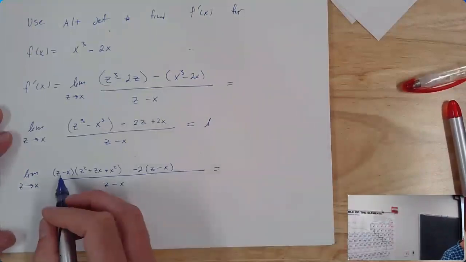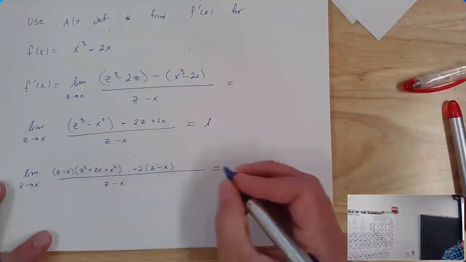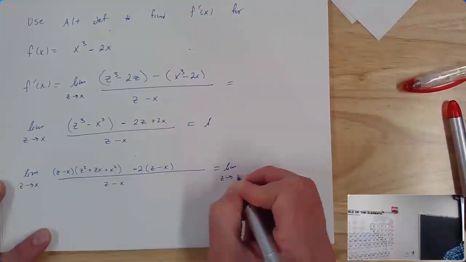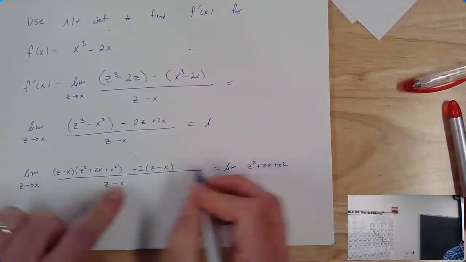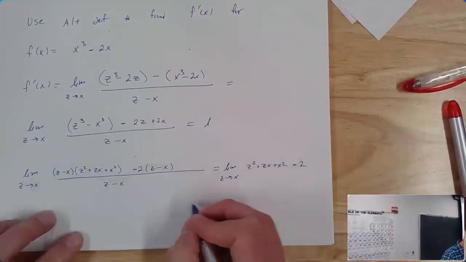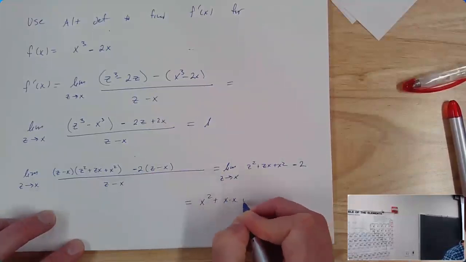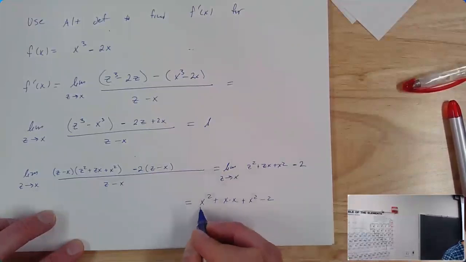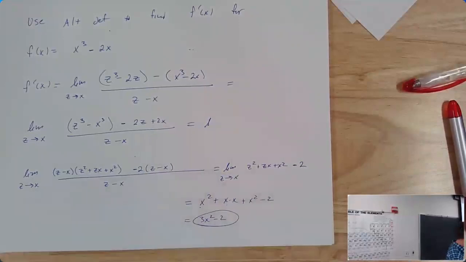So then we can factor out the z minus x, or divide each thing by z minus x. This divided by that is going to give you z squared plus zx plus x squared. And that divided by z minus x is going to give you a minus 2. And then plugging in z for x, we get x squared plus x times x plus x squared minus 2, which is 1, 2, 3x squared minus 2. As we would certainly expect to get if we think about the power rule.